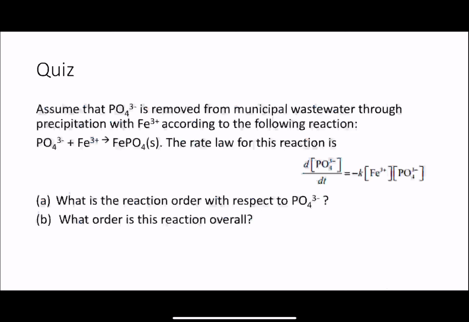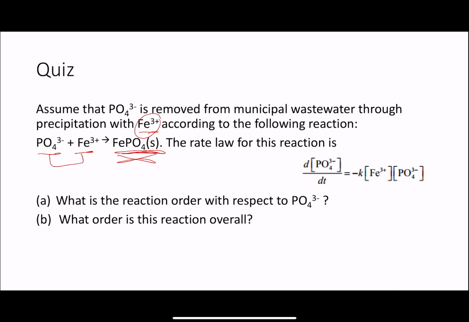So let me look, and also this one's very simple. Assume that BO4 3- is removed from a municipal wastewater through a precipitation with Fe3+. So you put this Fe3+, and you precipitate the BO4 3- according to the following reaction: BO4 3- plus Fe3+. It will precipitate. You can see this one will precipitate. If you add this to this, it will precipitate FeBO4 solids. And if you want to do the rate, it's d[BO4 3-]/dt is equal to minus k [Fe3+][BO4 3-]. Okay?